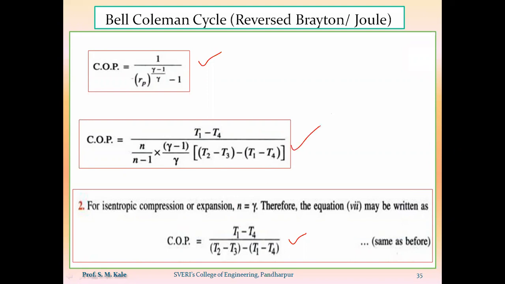But if either compression or expansion or both are polytropic, then you have to use formula number 2, that is this formula. Are you getting? So this is nothing but the analysis part of the Bell-Coleman cycle. Now based on these formulas we have to solve the problem based on the Bell-Coleman cycle or reverse Brayton cycle.